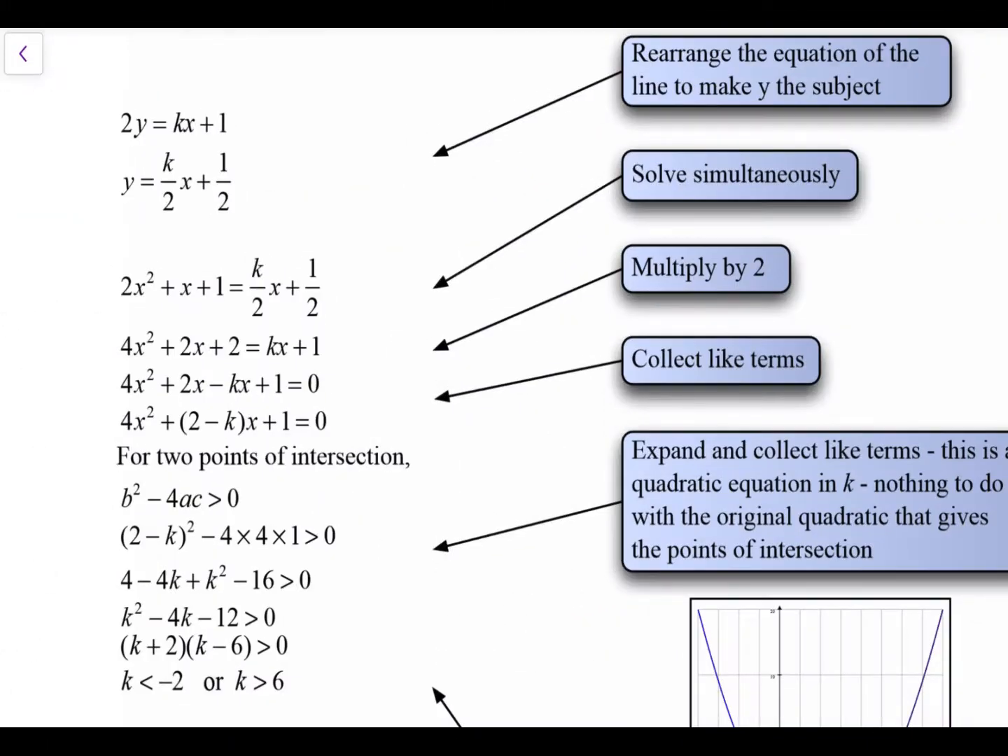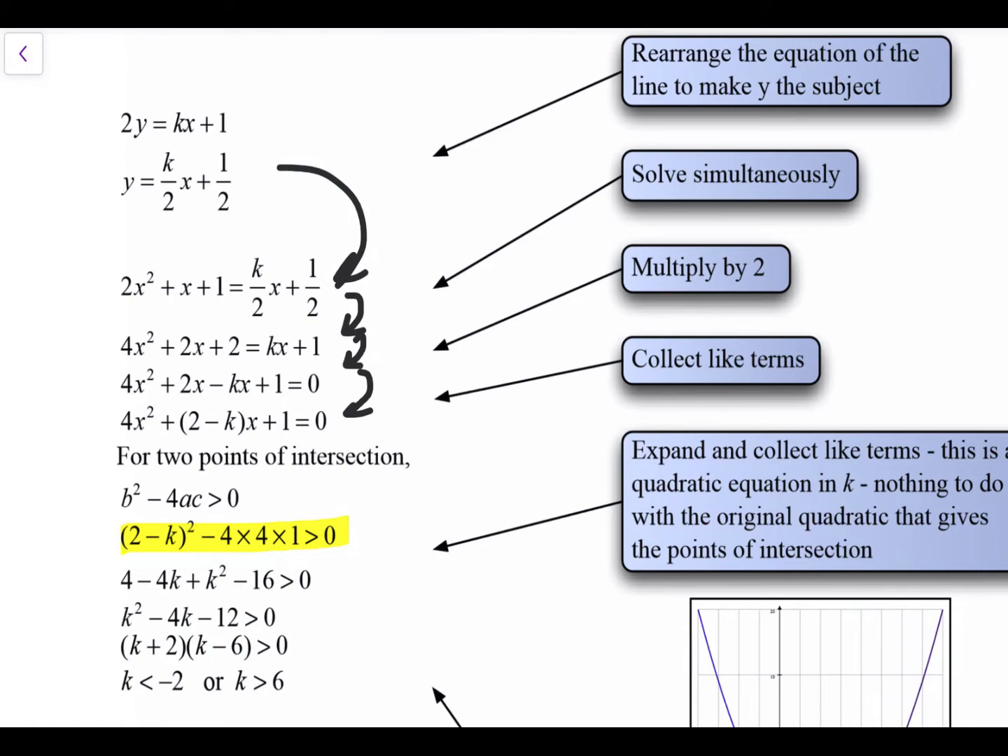Okay, so the technique's the same. Rearrange the first equation, so y is the subject. Then substitute that into the second equation, y equals 2x squared plus x plus 1. I've multiplied everything by 2 here because I hate fractions, so it makes it a lot easier. Rearrange and get everything on one side. You can see that the coefficient of the x is 2 minus k. There's 2x terms there. And now for 2 points of intersection, the discriminant is greater than 0. So b squared minus 4ac is that step right there.